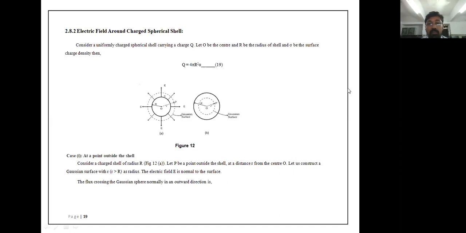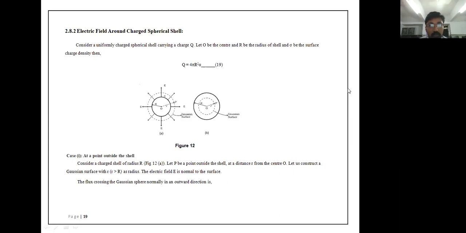The relation between the surface charge density and the charge Q on the surface of the sphere is Q = surface charge density sigma into area, and the area of the sphere is 4 pi R squared because its radius is capital R. So the charge Q = 4 pi R squared into sigma. This is equation number 19.